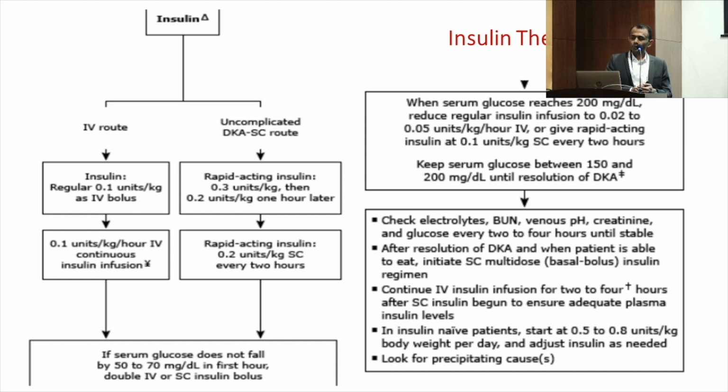Again, when the serum glucose reaches 200 milligram per deciliter, you should add dextrose as well as cut down the insulin infusion by half. If you have started at 0.1 unit per kg, you reduce it to 0.02 to 0.05 unit per kg per hour. And our target should be blood sugar between 150 to 200 milligram per deciliter until resolution of the DKA. And you keep checking all the electrolytes, blood urea nitrogen, and creatinine.